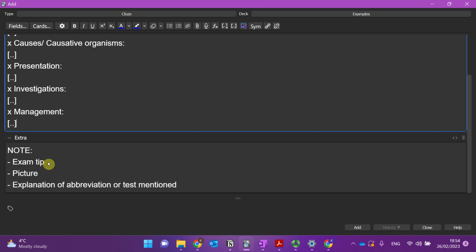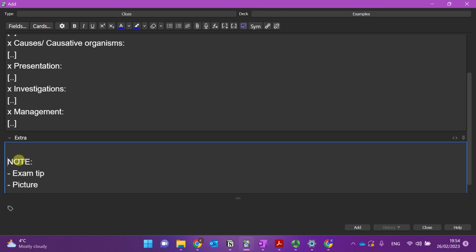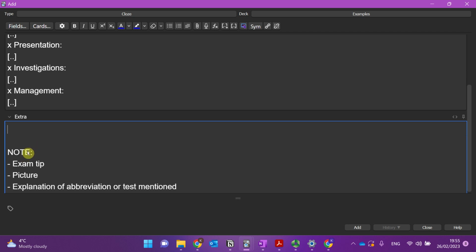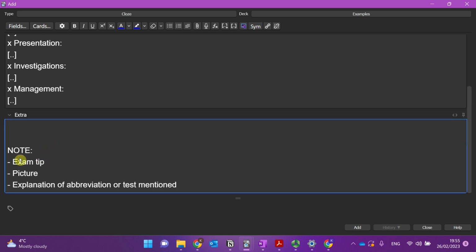So I either add some exam tip that someone told me about this disease, and I always try to include a picture. And if I use any abbreviations or tests that are not very clear, I sometimes include them here in the notes. Something that I've started to add recently is that wherever I get my information from, whether it's a website like BMJ Best Practice or Zero to Finals or any website that I study from, I include a link here from the page that I got the information from, so I can always go back to it if I want to do more reading.